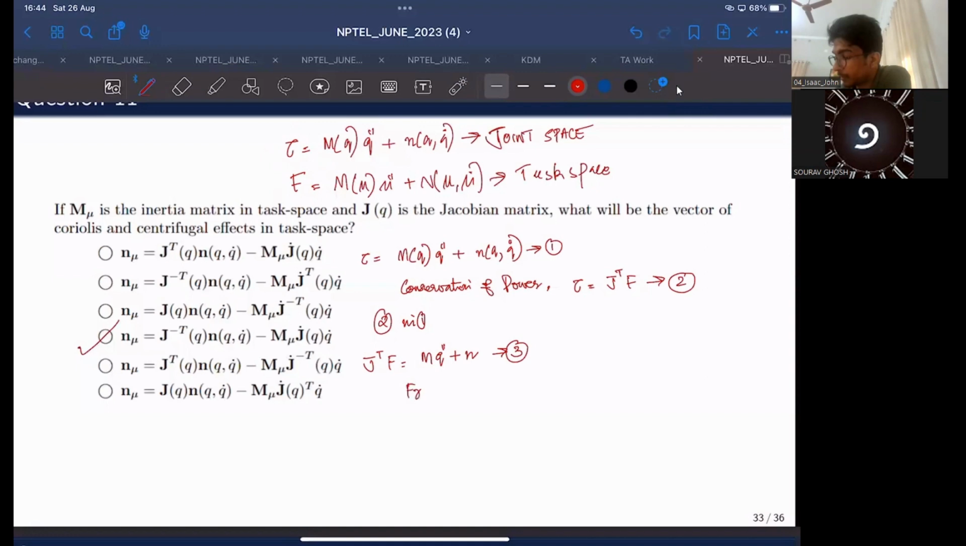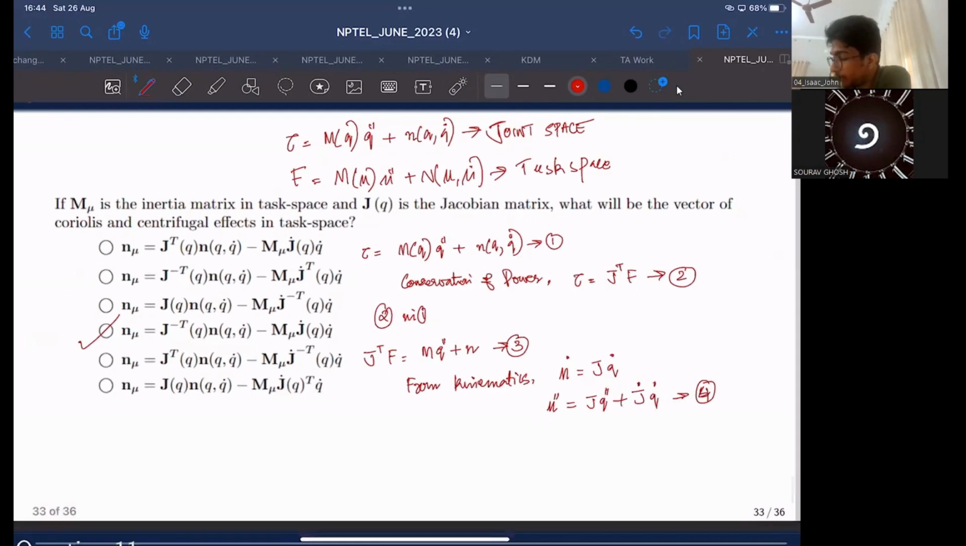So from kinematics, we know the task space velocities. Mu dot is J, the Jacobian, times Q dot. Right? So if you differentiate it further, mu double dot would be J of Q double dot plus J dot Q dot. This is equation 4. Applying the chain rule, that's how we get more terms.